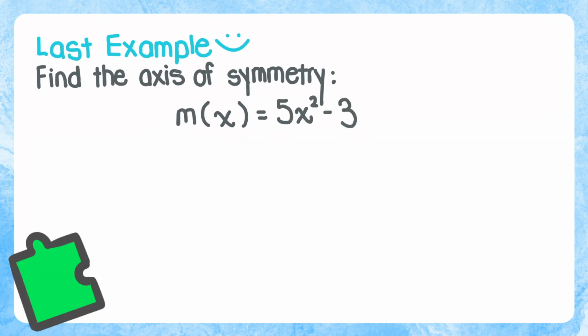Please try this final example on Edpuzzle. Find the axis of symmetry for m of x equals 5x squared minus 3. What happens when b is 0? What is our axis of symmetry going to be?